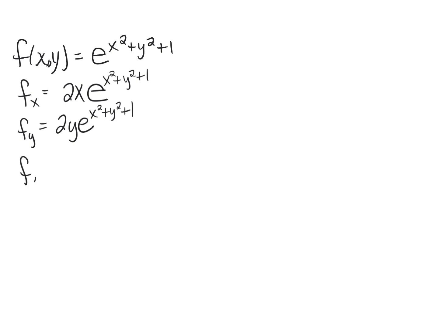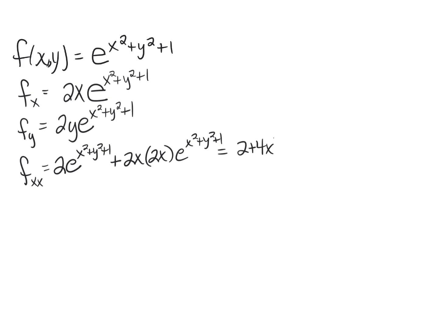And the second partial with respect to x is going to make this a product rule. So the derivative of this first factor is 2. Copy the second factor, which is the e, plus copy the first factor, and multiply by the derivative of e to the power with respect to x. That gives us a second 2x. So writing this simplified, I have e to the power times 2 plus 4x squared.